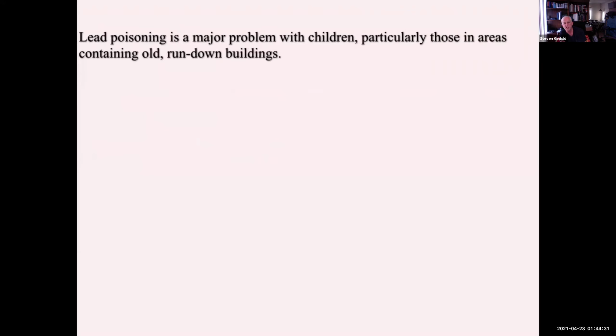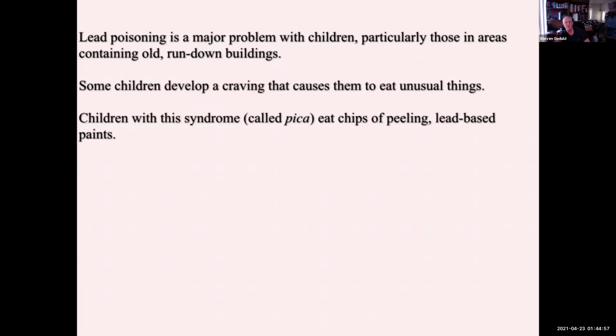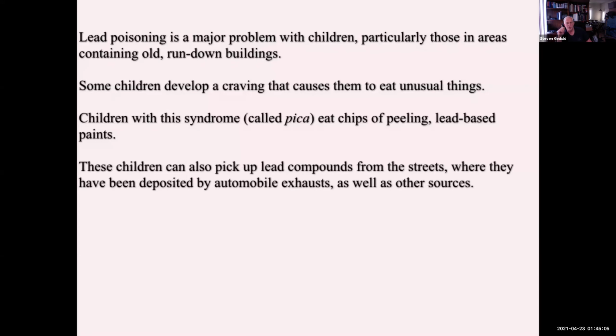Lead poisoning is a major problem with children in those areas that contain old, rundown buildings because of the paint. The paints we used to use were lead-based. So children eat the lead-based paints, they can get lead poisoning because it increases more than they can excrete from their bodies. Some children develop a craving that causes them to eat unusual things. There's several diseases that do that. Children with this syndrome called pica eat chips of peeling lead-based paints. These children can also pick up lead compounds from the streets where they've been deposited by automobile exhaust and other sources.